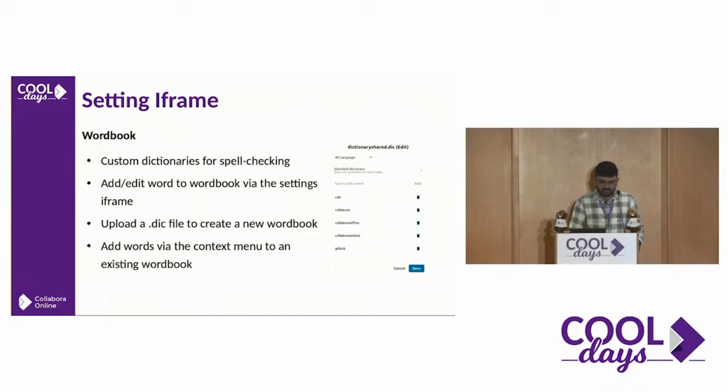Word book. A word book is just like a custom dictionary. Imagine you have a few words with a red squiggly line, and you don't want that red squiggly line, then you can add them to the custom dictionary. You can upload a .dic dictionary file, or create a new one, and you can edit the words, as shown in the image.